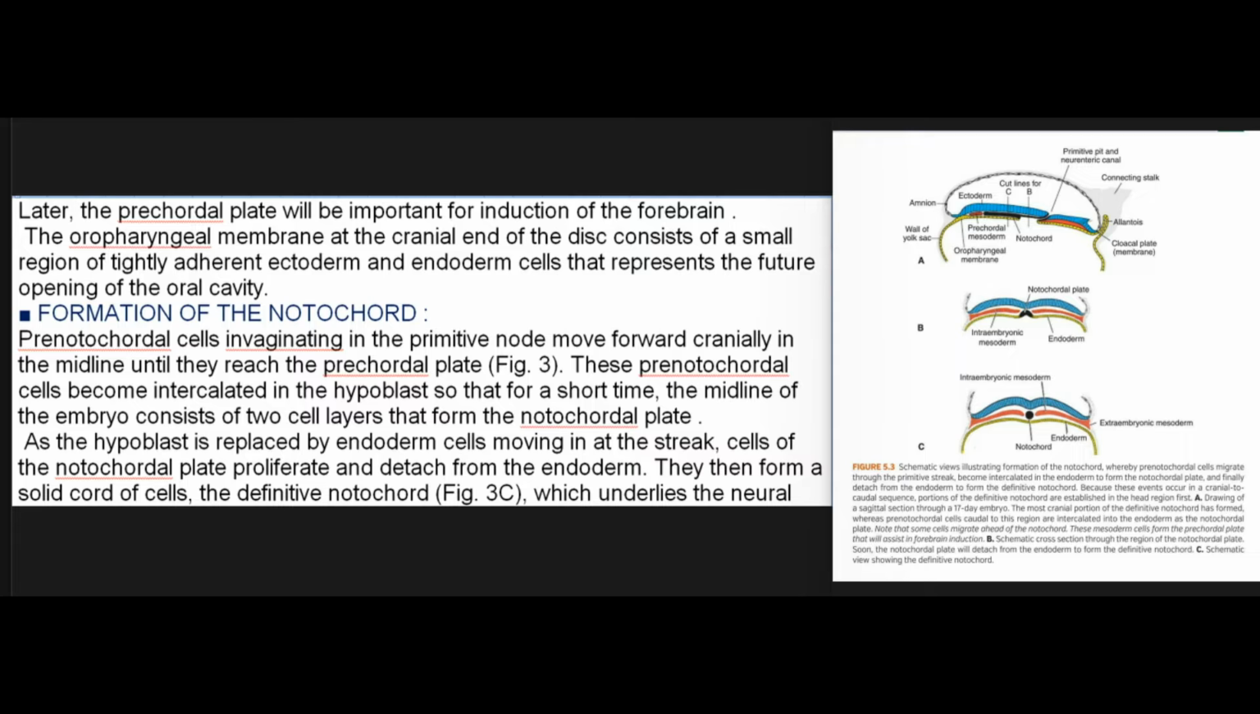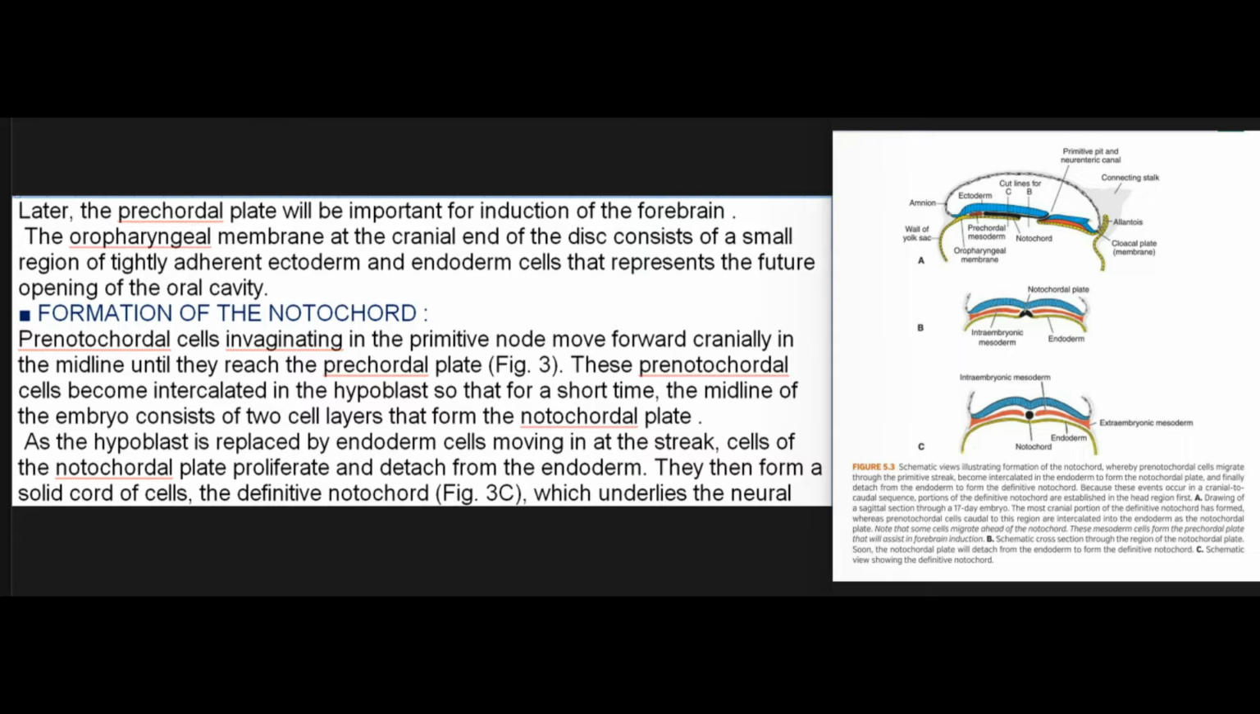The oropharyngeal membrane at the cranial end of the disc consists of a small region of tightly adherent ectoderm and endoderm cells that represents the future opening of the oral cavity. Formation of the notochord. Prenotochordal cells invaginating in the primitive node move forward cranially in the midline until they reach the precordial plate, Fig. 3.